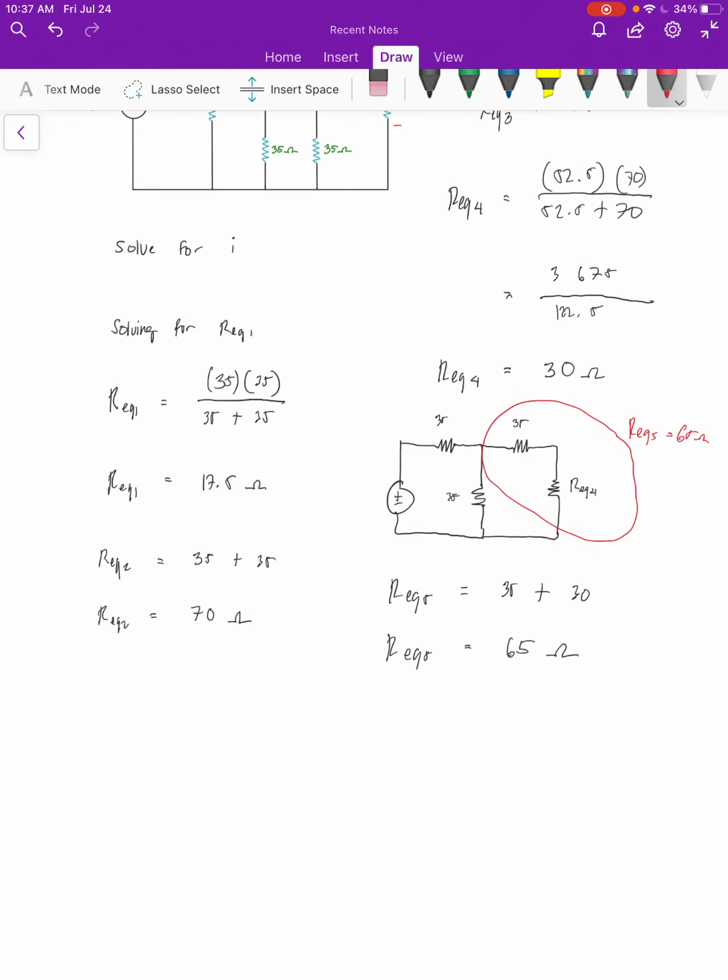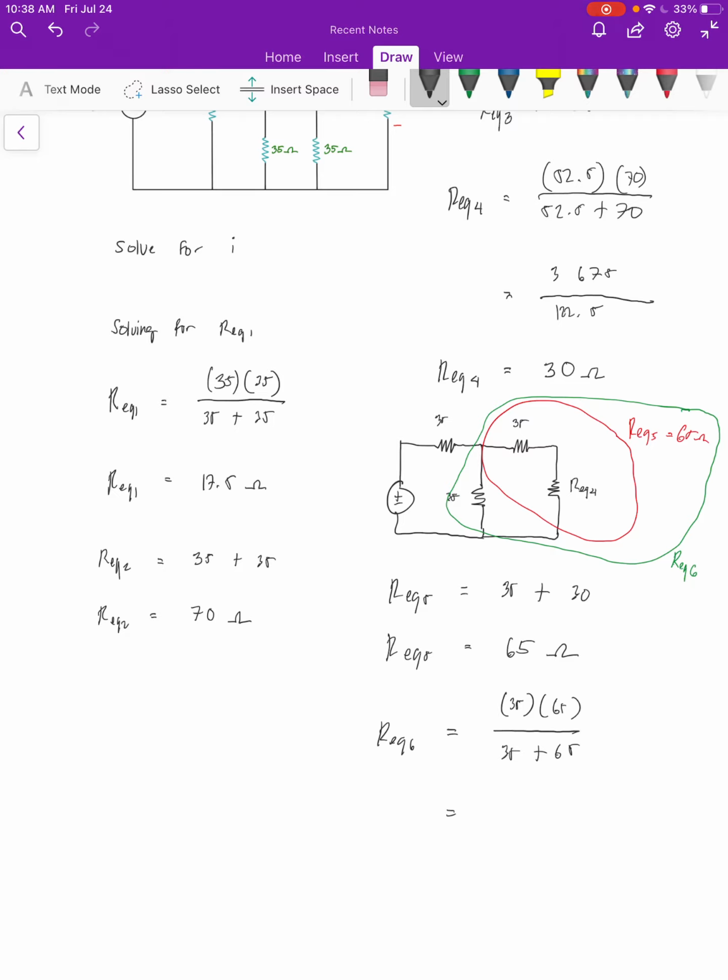And to further simplify the resistor network, we can add REQ5 with its parallel resistor, which is another 35 ohm resistor, and we call that our REQ6. So REQ6 is simply a parallel sum of these resistors right here. So we have to write again 35 times REQ5, which is 65 ohms, divided by its sum, 35 plus 65.